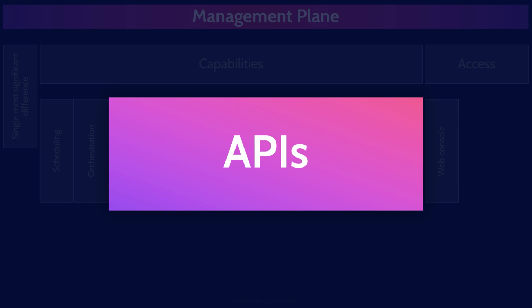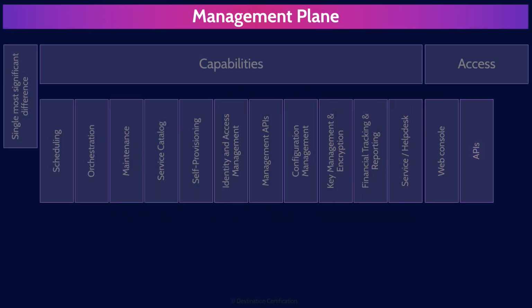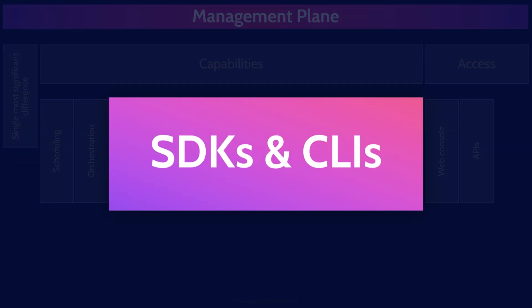APIs, application programming interfaces, provide a programmatic way to interact with the management plane, allowing developers and scripts to automate tasks. These APIs are typically HTTP-based, enabling standard web protocols to perform operations like create, read, update, and delete resources. SDKs, software development kits, provide a collection of software tools, libraries, and other relevant documentation that helps developers build applications that can interact with the management plane. And CLIs, command line interfaces, offer a text-based interface to managing the resources through commands.